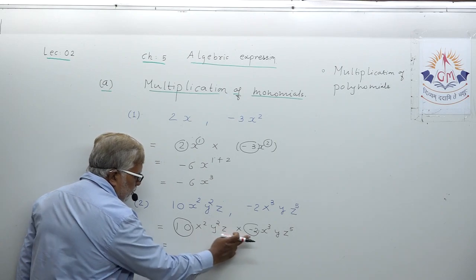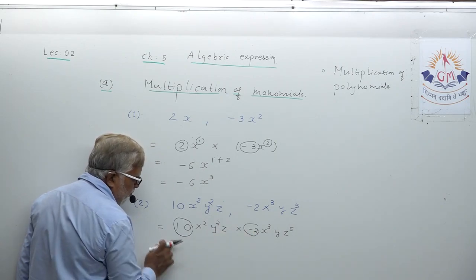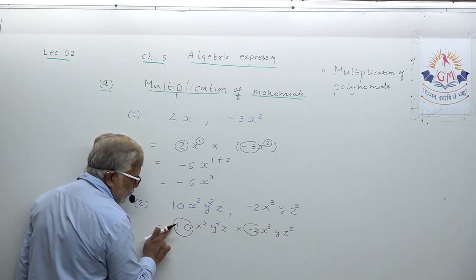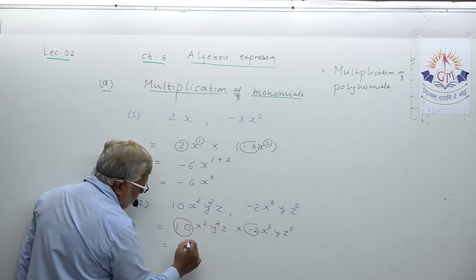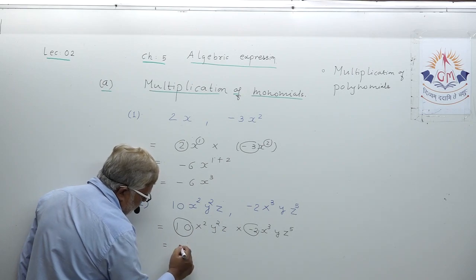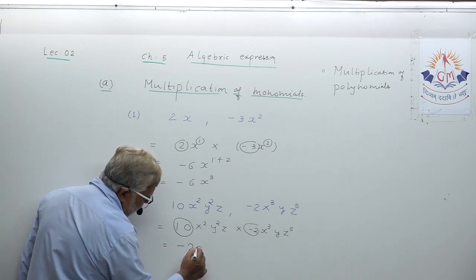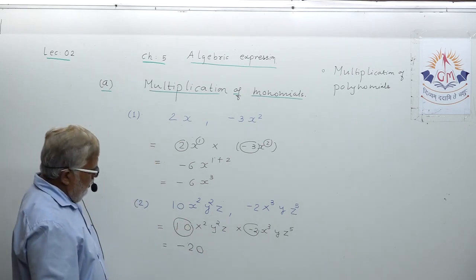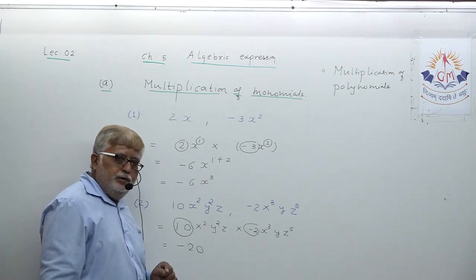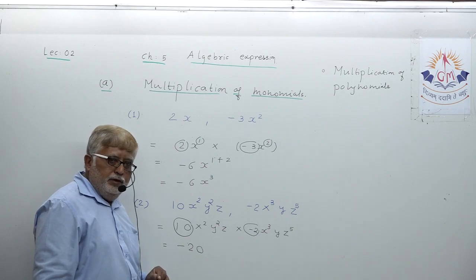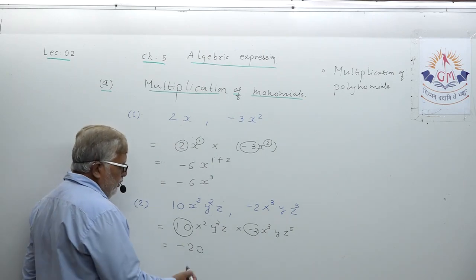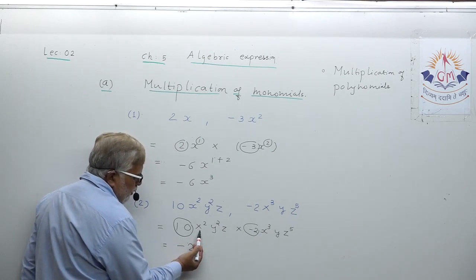10 multiplied by minus 2. This is plus, plus minus minus, as you know. 10 into minus 2, that is minus 20. Now, how will you multiply the variables, targeting the similar variable?